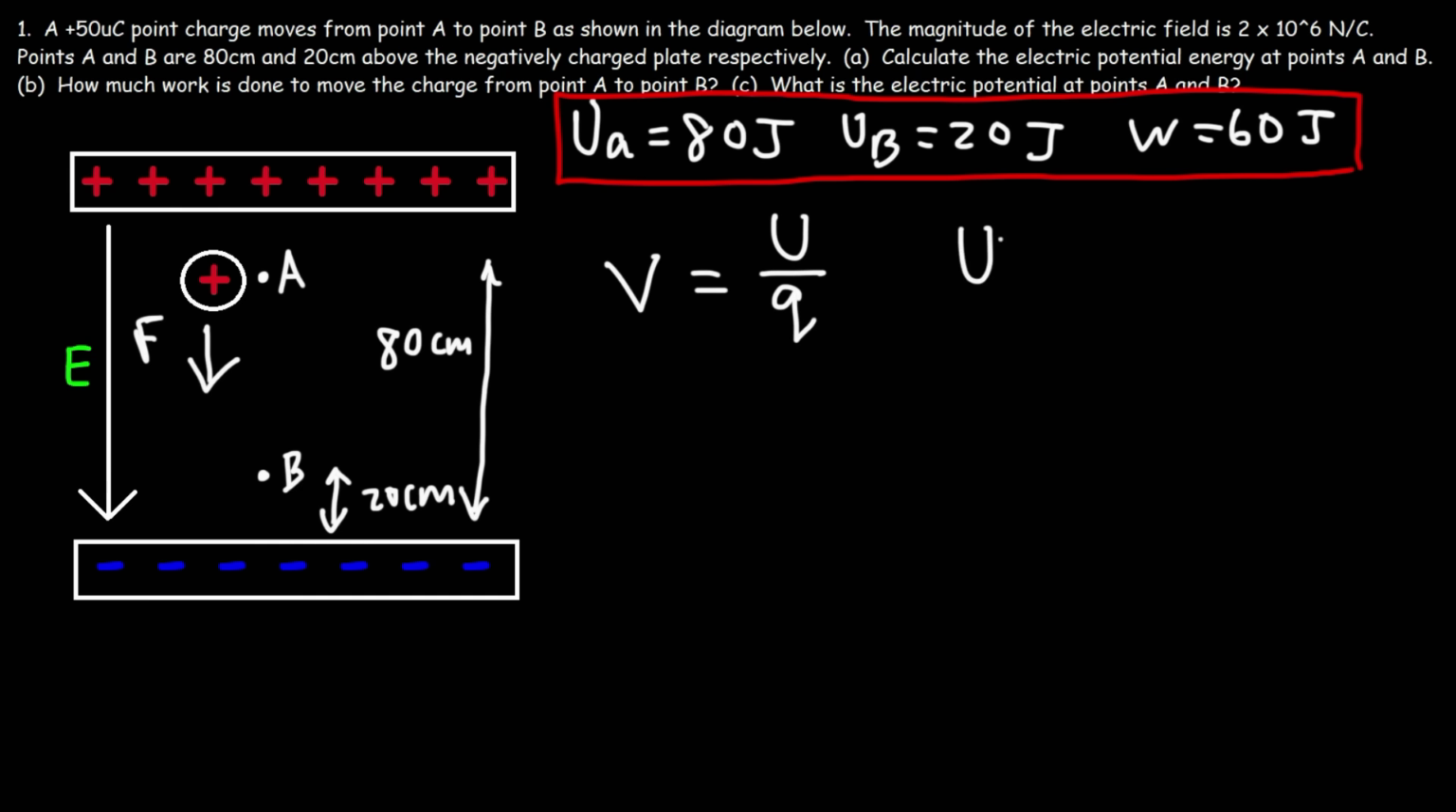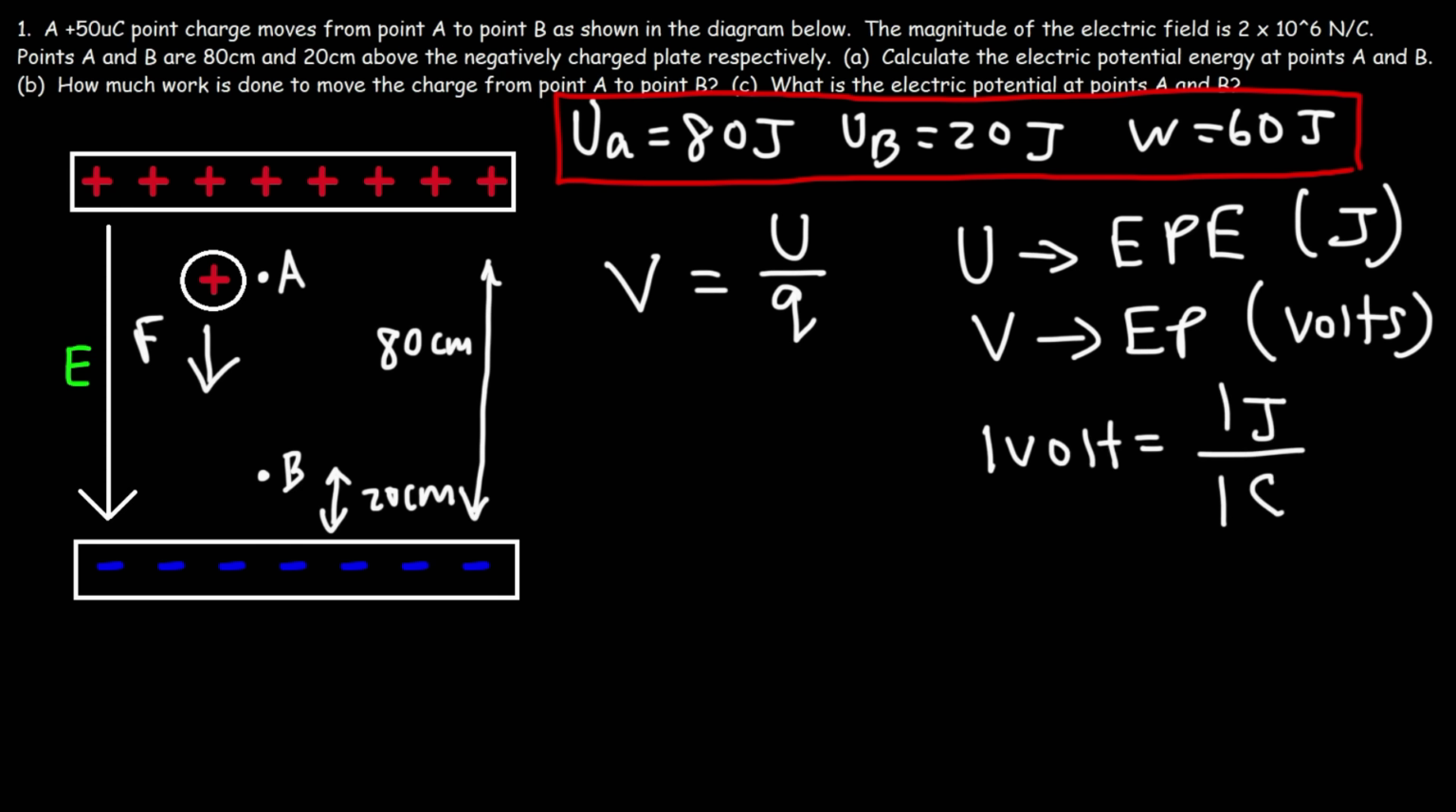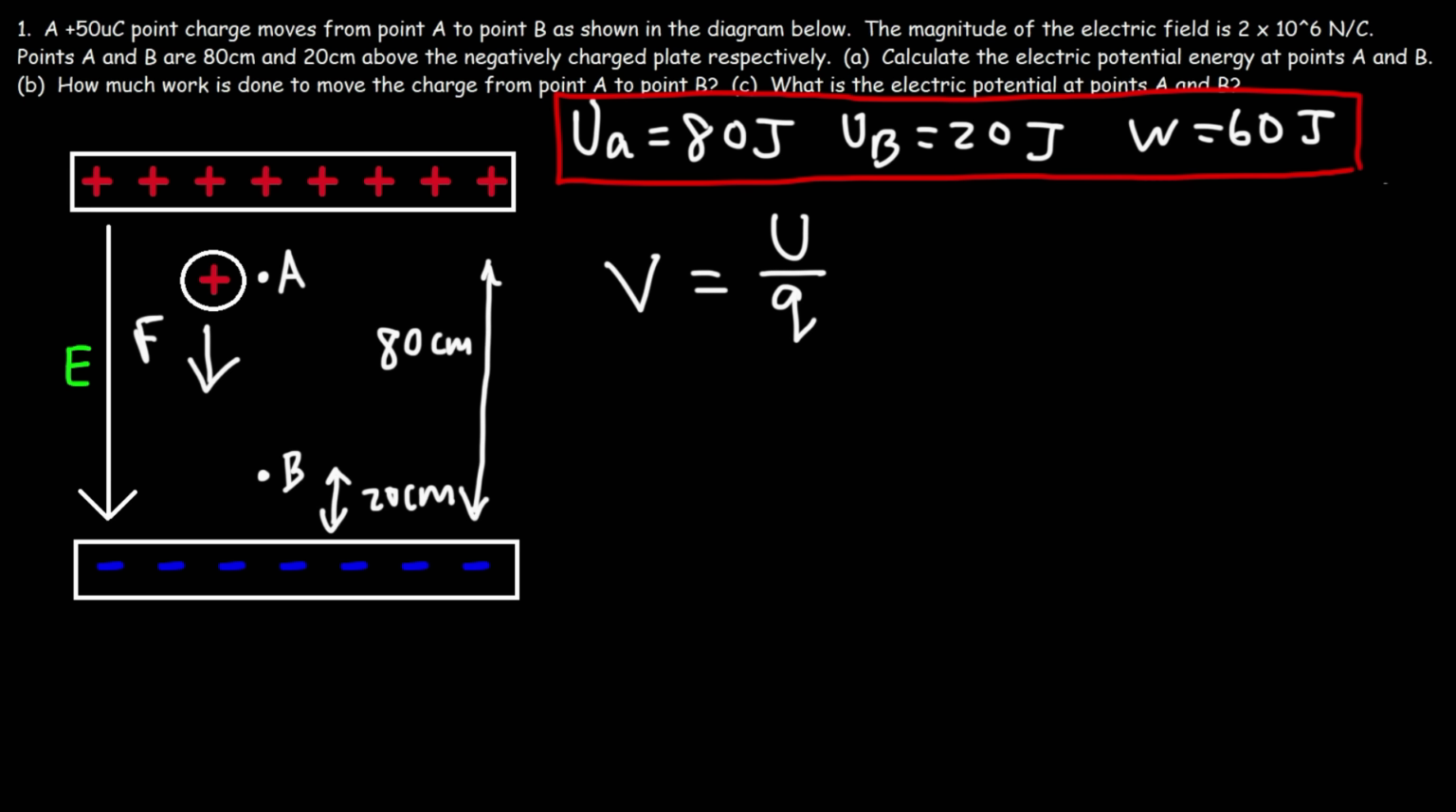The electric potential energy, I'm going to write EPE, that's capital U. V represents the electric potential. The electric potential energy is measured in units of joules. Electric potential is measured in volts. 1 volt is 1 joule of electric potential energy per 1 coulomb of charge. So electric potential measured in volts is the ratio of electric potential energy in joules per unit charge in coulombs.